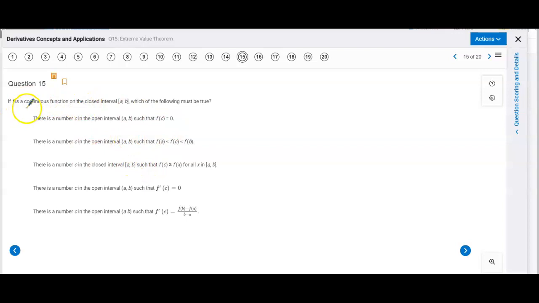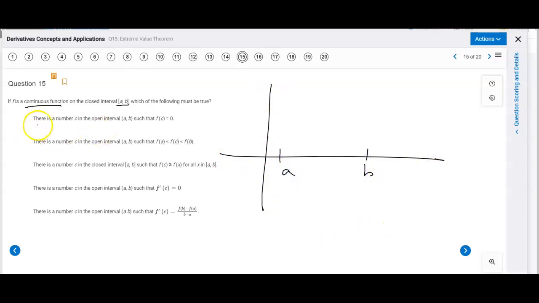So here's what we know about this function. It's continuous. That means there's no holes or gaps or jumps. And it's on this interval from A to B. So I'm going to go ahead and draw a graph. I don't even know where A and B are, so that means it doesn't really matter where you put them, honestly. So I'll just put them here. There is a number c in between A and B such that f of c equals 0.